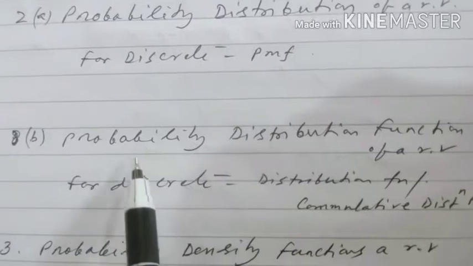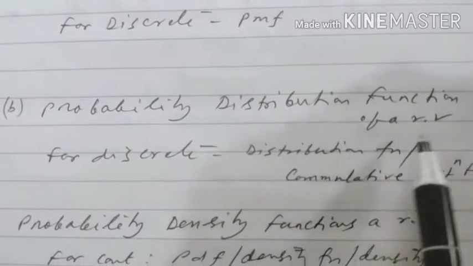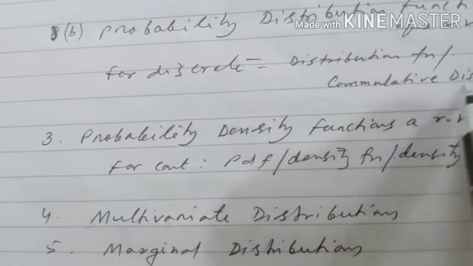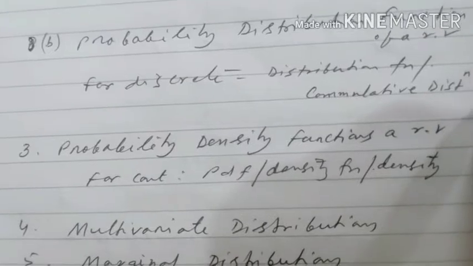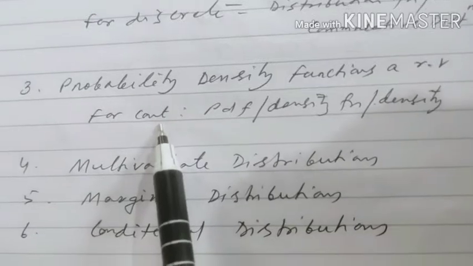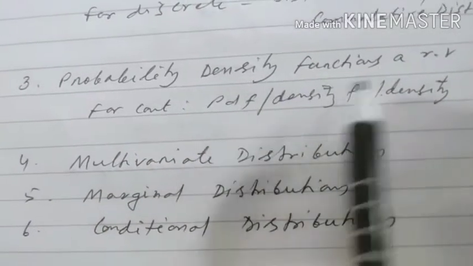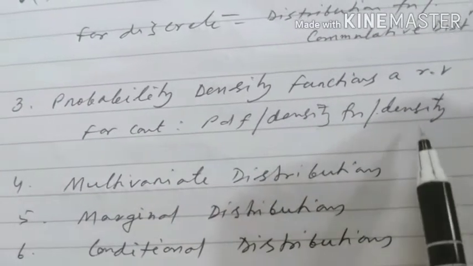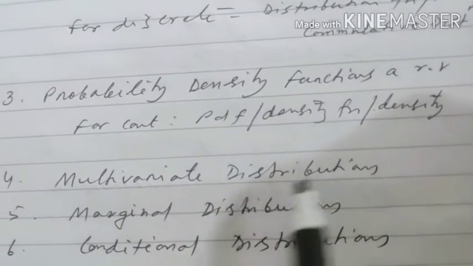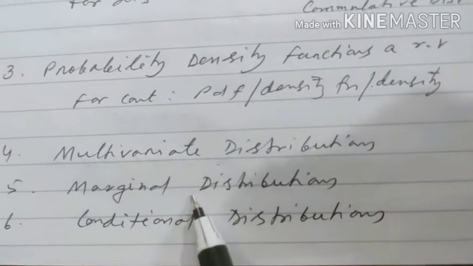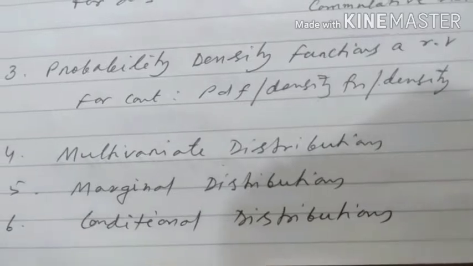Second one, the probability distribution function of a random variable. For a discrete case, the distribution function or cumulative distribution function. Probability density function of a random variable. For continuous, we say the probability density function, or density function, or exactly that is density. The next one is the multivariate distributions. Next is the marginal distributions. Next one is the conditional distributions.